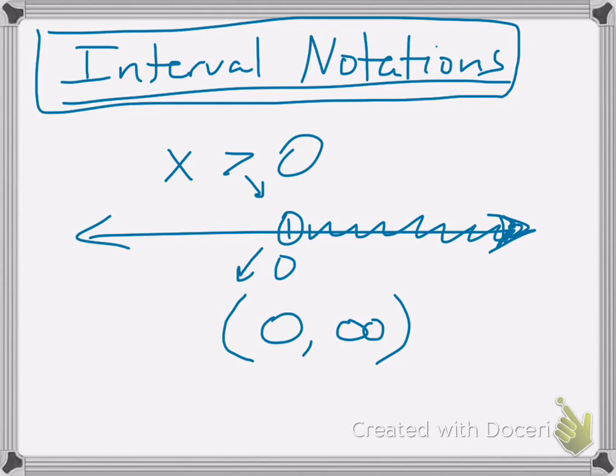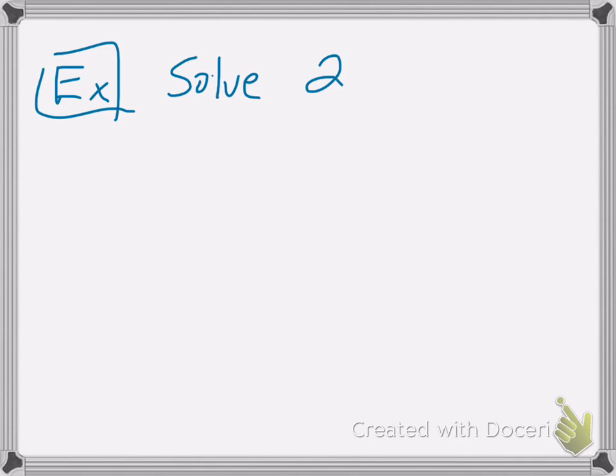All right. So let's do an example. I kind of want to show you how this comes into play. If we were doing something like just solving a really simple inequality, 2x + 3 is less than 7.